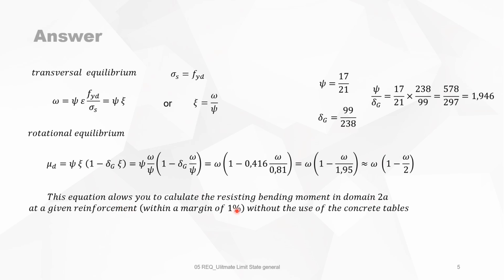allows you to calculate the resisting bending moment in domain 2A at a given reinforcement within a margin of 1% without the use of concrete tables. So this formula makes it that you can easily calculate the needed reinforcement in domain 2A. Or you can calculate the resistance when the reinforcement is given. And it means mu d must be between those two values.